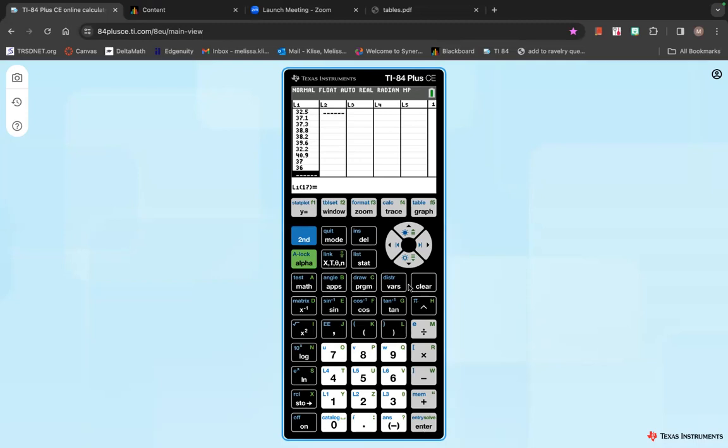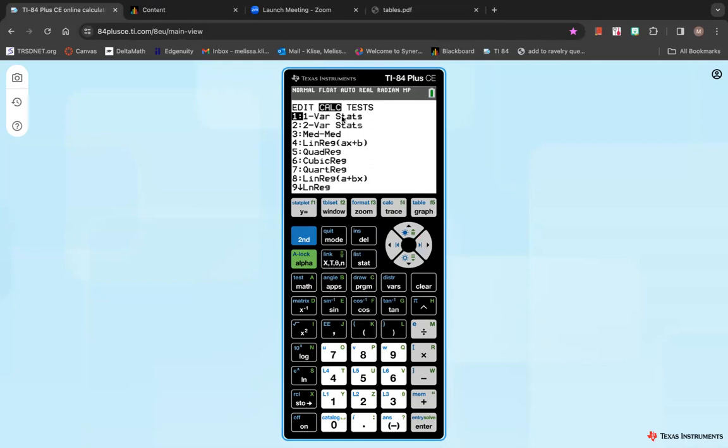Now we're going to go to one variable statistics so that we can get our mean and standard deviation. So once again, you hit Stat, arrow over to Calc, and we want the first option. That's one variable statistics. The frequency list should be blank. We just want the list in L1. Hit Calculate. There we go.